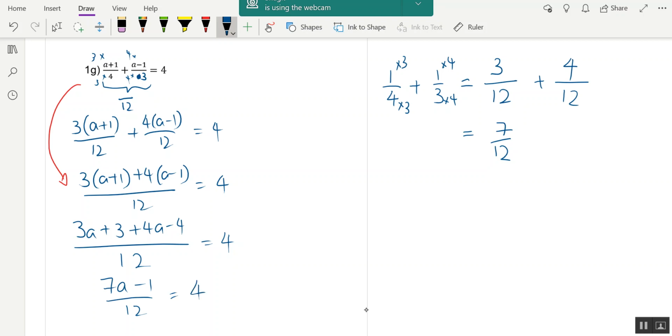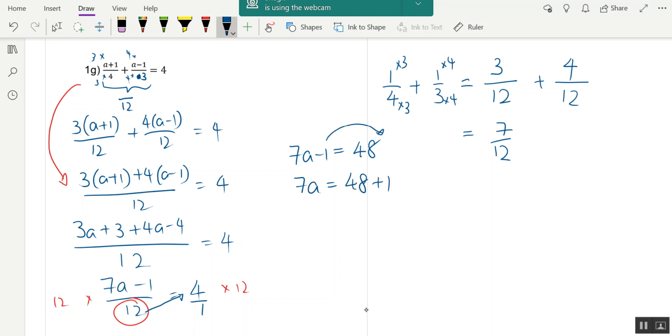Now, same thing. How can I remove the 12 as a denominator? I must multiply by 12 on both sides, the left side and the right side. So this will become 7a minus 1 equals 48. Or another way is you think of it as cross multiply, 12 over to 4. We teach it as cross multiply because we are actually multiplying 12 on both the left side and the right side. So 7a equals, same thing, if I want to remove the 1, the minus 1 goes over and becomes 48 plus 1. 7a equals 49, a equals 7.